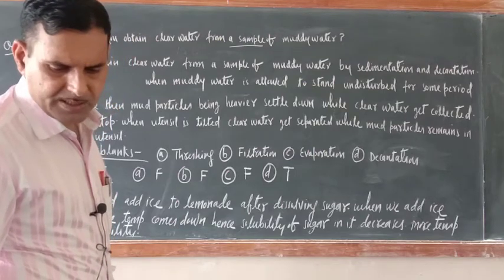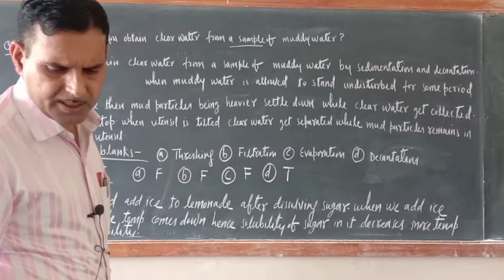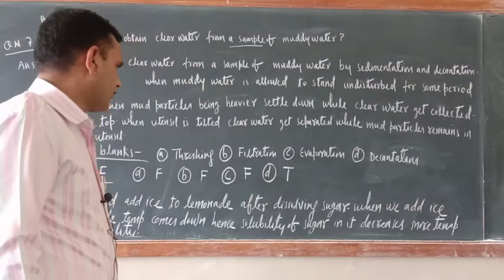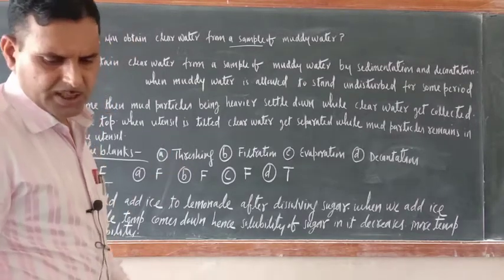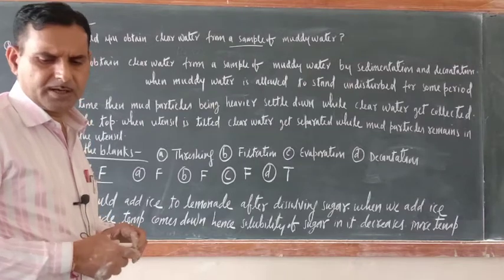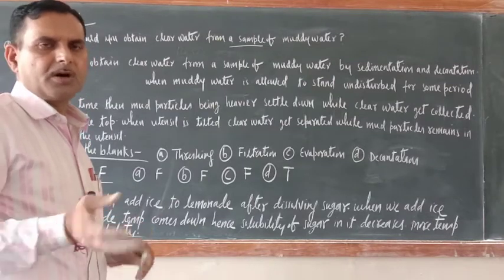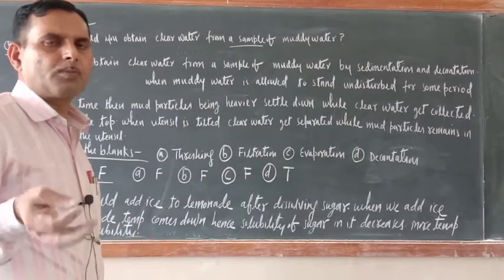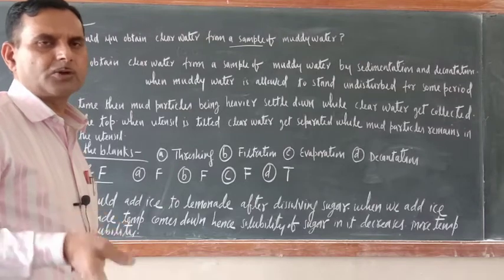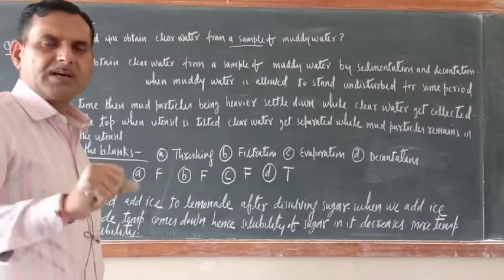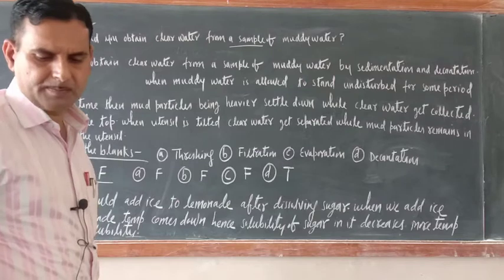Next one is, separation of sugar from tea can be done with filtration. No, false. The separation of sugar from tea cannot be done with the help of filtration, because when you prepare the tea, because of the high temperature, sugar particles will also dissolve in the tea, and once they dissolve in the tea, how can you separate them?